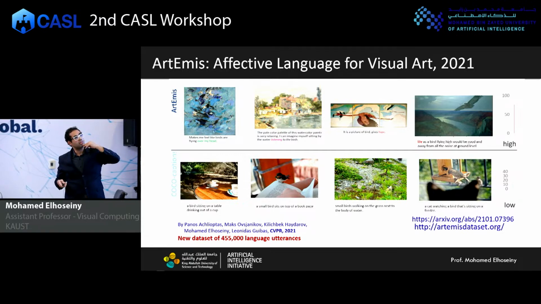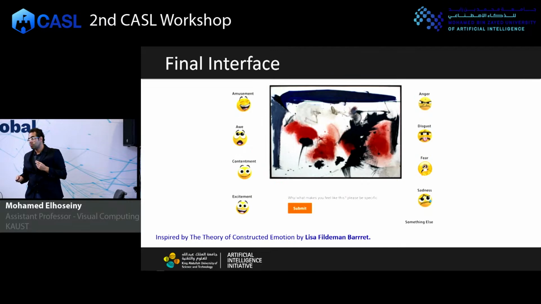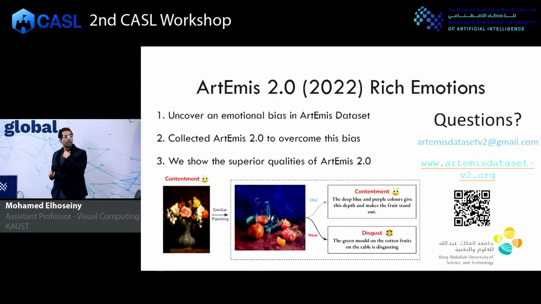In Artemis, we collect data like this is a picture of a bird that gives me hope. This is a pale color palette of water color painting that's very relaxing, and I imagine myself sitting by the water listening to the birds. This is the interface we used, the same one we used to collect emotional experiences for generated images. These are the distribution of constructed emotional experiences over the 80,000 images. These are close to 500,000 language descriptions, which is closest to COCO dataset, one of the most popular datasets, but in non-affective captioning.